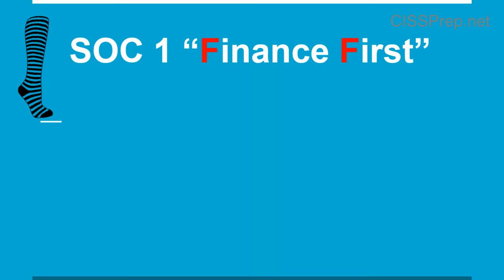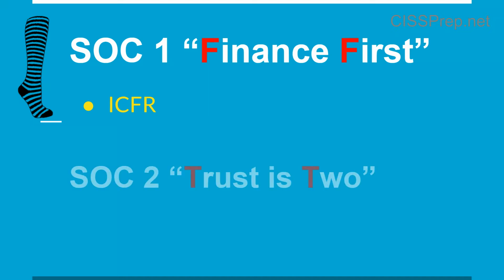First, we'll talk about the SOC types, and we'll use this striped SOC in each slide so that you can easily associate what we're talking about with the image shown here. For SOC 1, you want to say the phrase finance first. SOC 1 audits deal with internal controls over financial reporting. That's that ICFR there. For SOC 2, you're going to want to say the phrase trust is 2 because SOC 2 uses the trust services criteria.